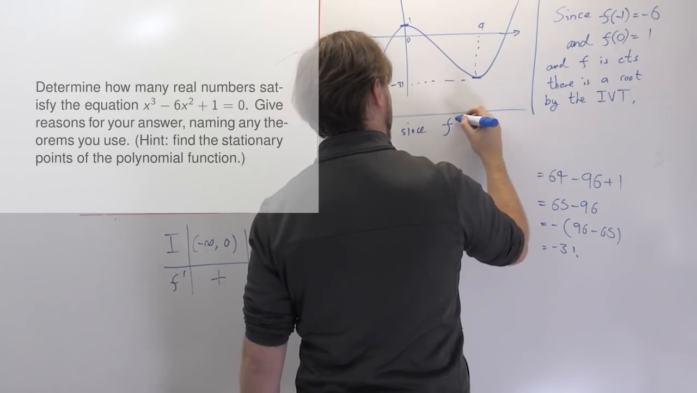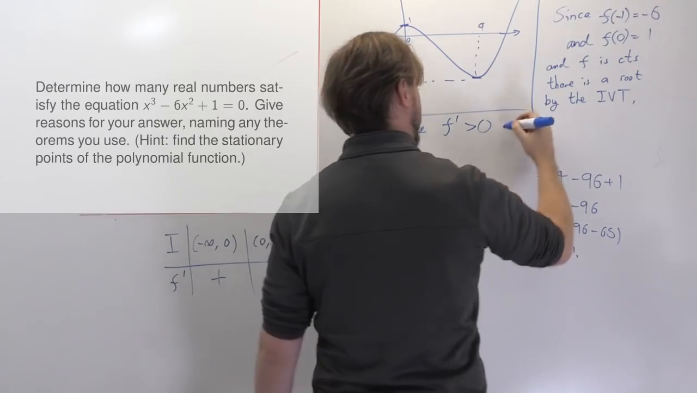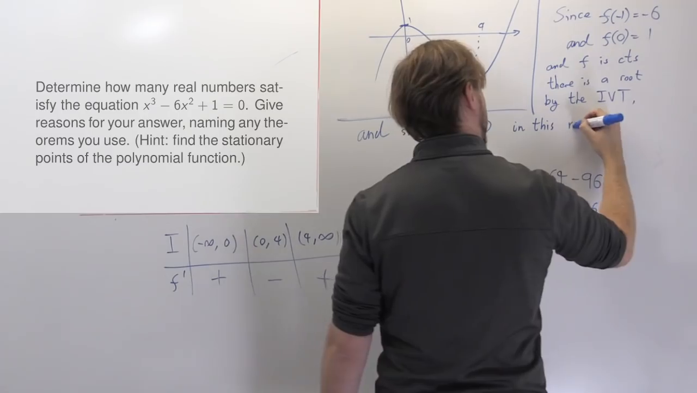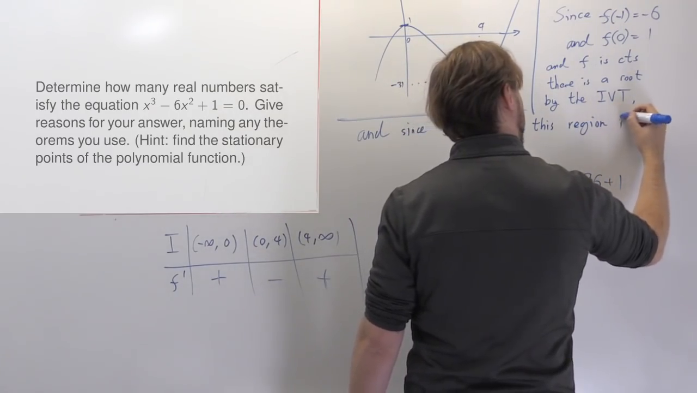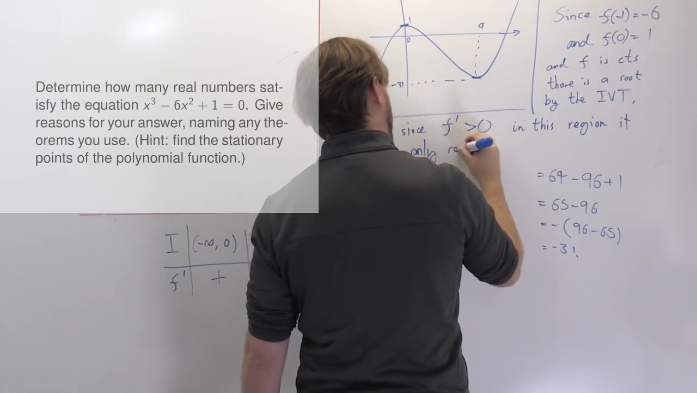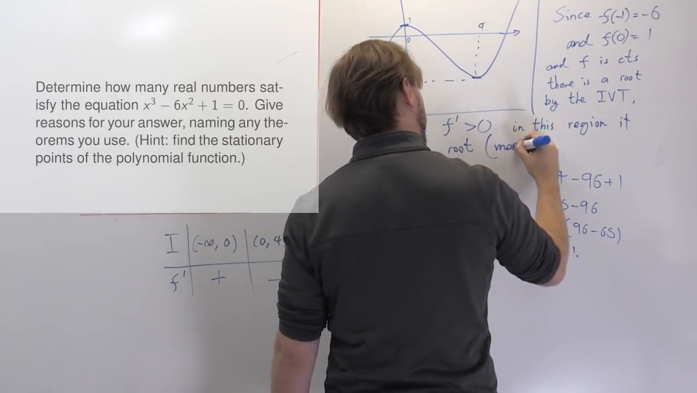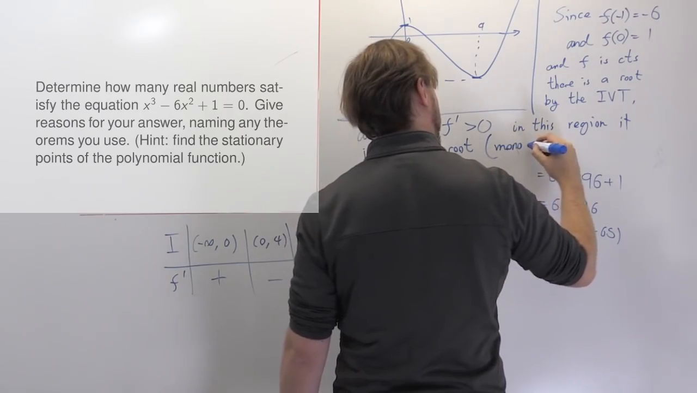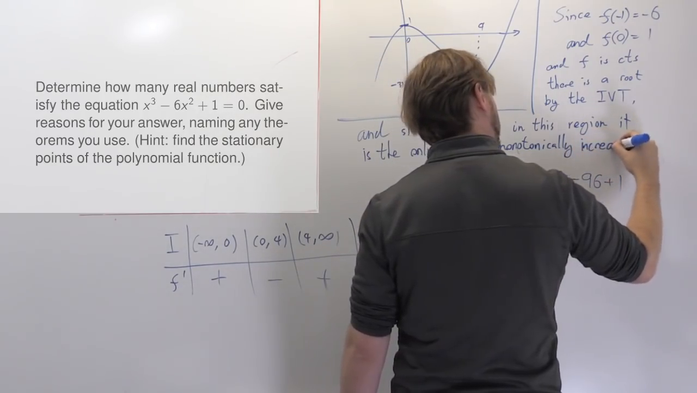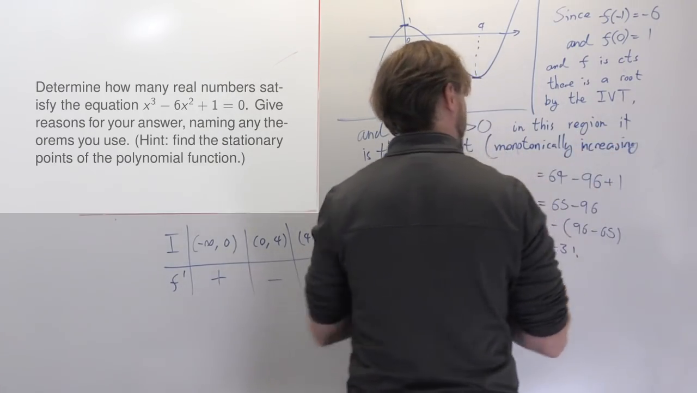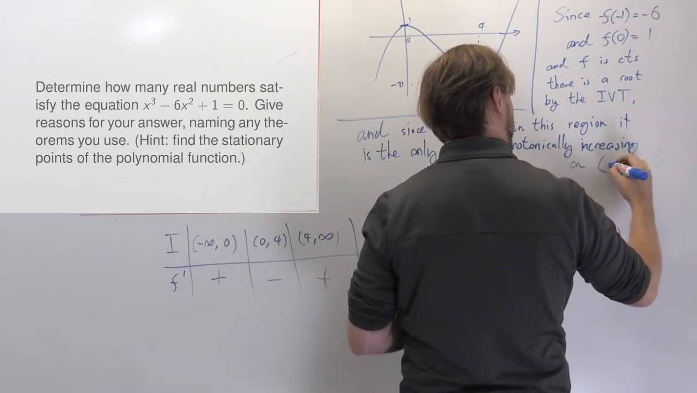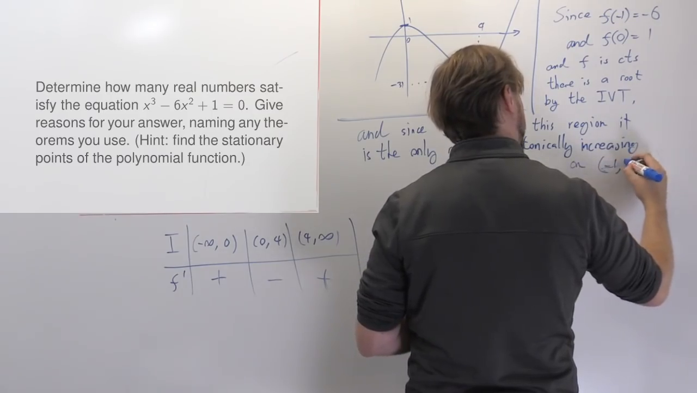And since the derivative is positive in this region, it is the only root. So it's actually what you call monotonically increasing. It's strictly increasing on, in this case, minus 1 to 0.